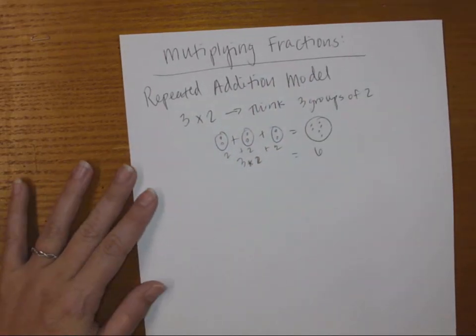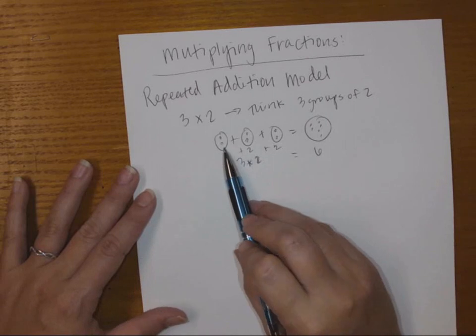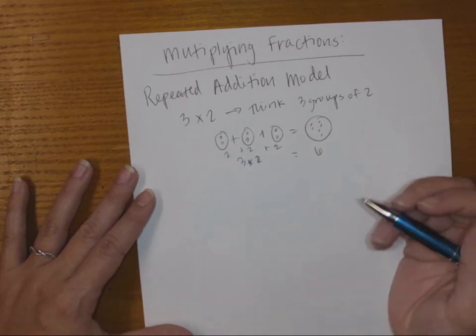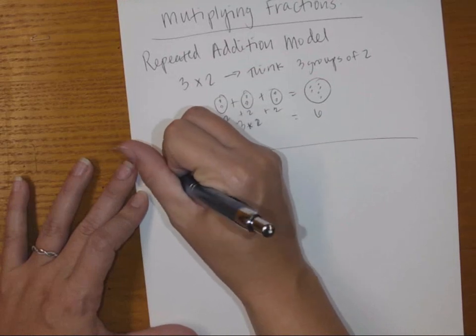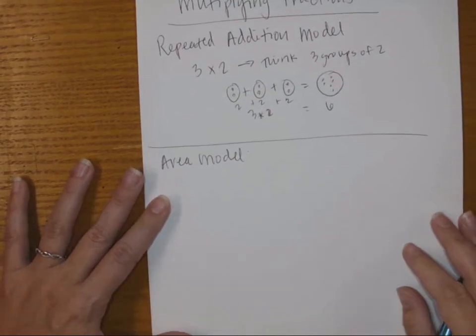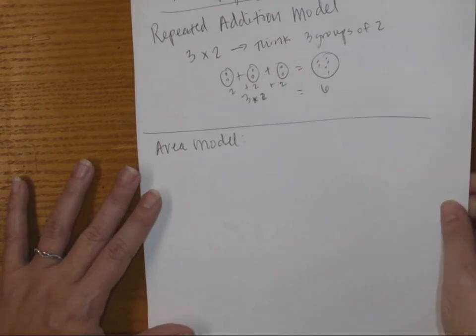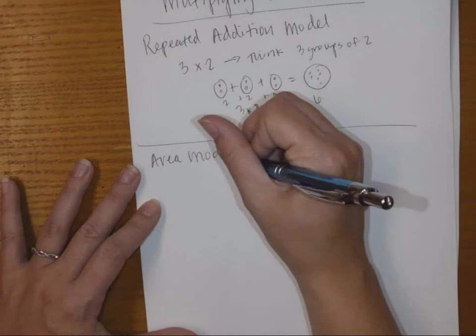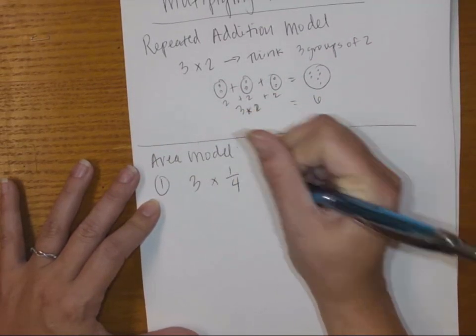Okay, so with fractions we're going to do the same thing. It's just instead of having a group of 2, I'm going to have a fractional part that I'm adding together each time here. Okay, so repeated addition, we can use either an area model or a line model. So let's use an area model first for fractions. And let's think through the problem. Our first problem, we're going to do 3 times 1/4.